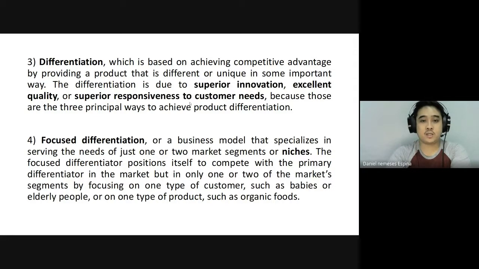And because all of these are very costly, the innovation, quality, and responsiveness, that is why these products are very, very expensive. But because of this, they can justify it because the output is clear. Okay? The output is quality. So that's why they can command a price that is higher than their competitors.